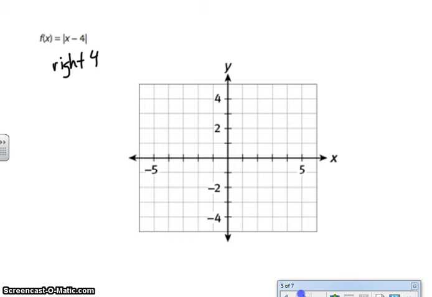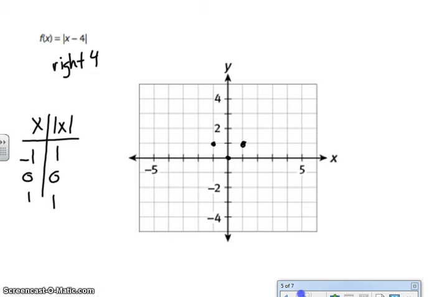Okay, so we still start the same way with our table. Since there's no vertical stretch or reflection, we just need the 2-column table. All right, so I have my x values. Take the absolute value of all of those and plot those points. Okay, so those are the points I'm going to be transforming.